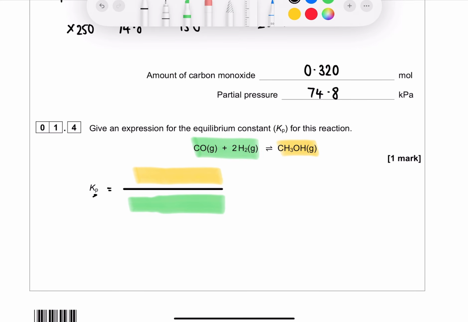Now this is Kp, so we need to be using pressures. What we're really looking for is that we don't use square brackets, which represent concentration, but we've got the pressure of methanol, a product, and there's only one methanol, so this would be to power 1, over the pressure of carbon dioxide, there's only one of those as well, and then the pressure of hydrogen, there's two of these, so we would have pressure of hydrogen and then pressure of hydrogen again. Remember that the things that are added become multiplied, so 2 hydrogens becomes hydrogen squared.